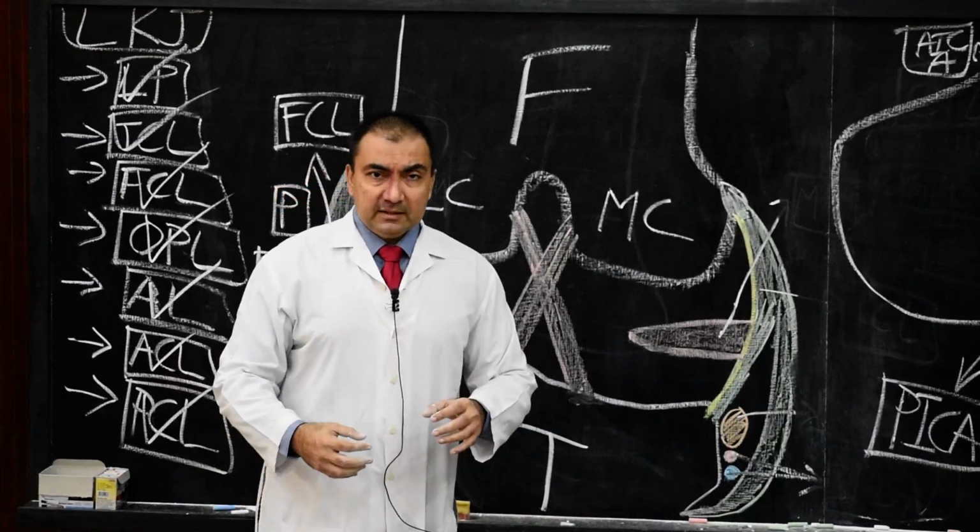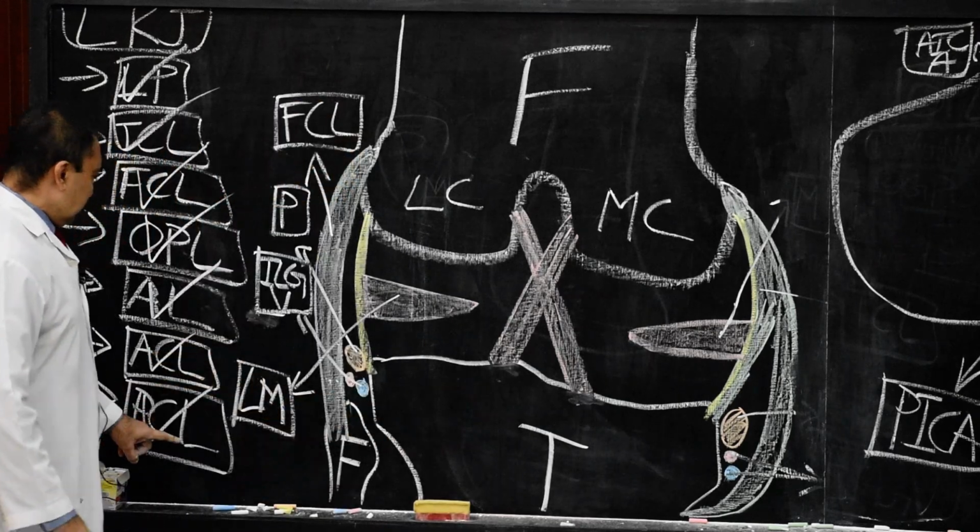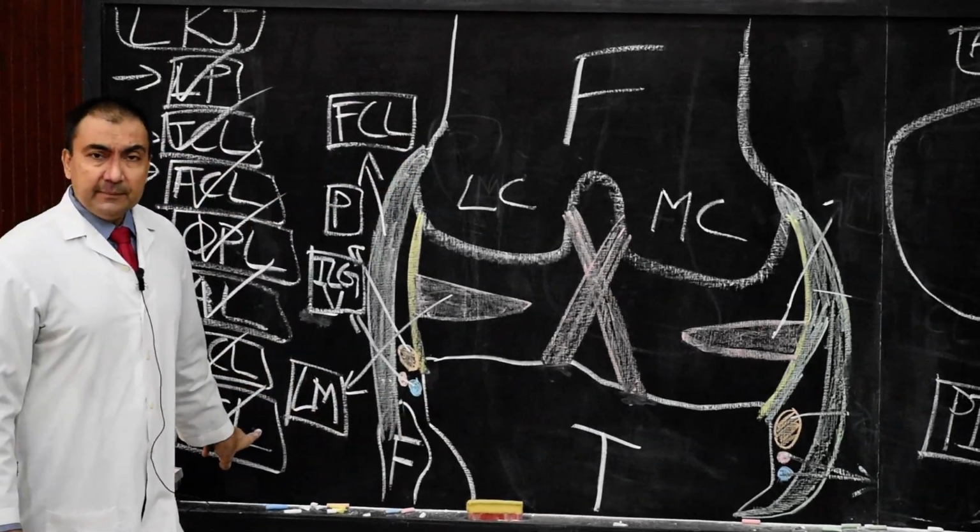So therefore these are the cruciate ligaments. With this we end the cruciate ligaments also, we end the ligaments of the knee joint.